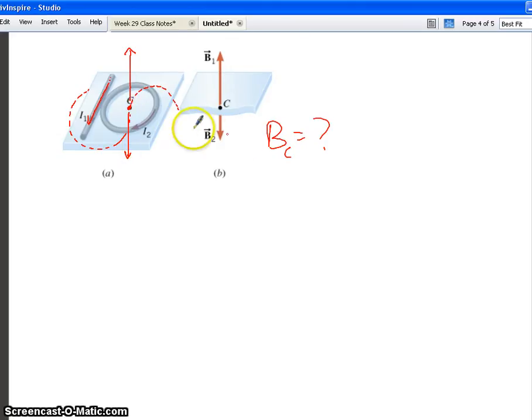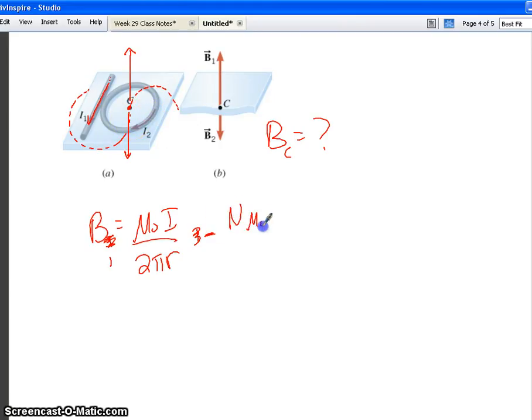So in order to find the magnetic field at point C, we would have to do the magnetic field equals mu naught I over 2 pi r. This is from, excuse me, B1. This is from the first wire here. Okay, and then we are going to subtract this one because they're in opposite directions. So it would be minus N mu naught I over 2r, r being the radius here.